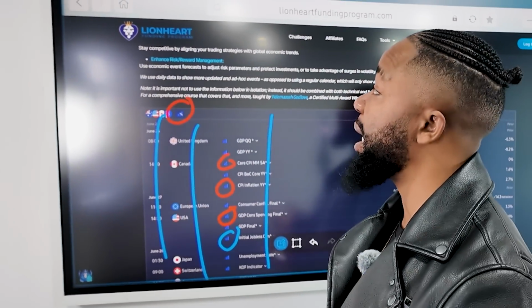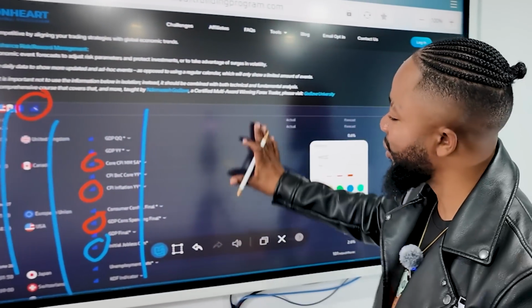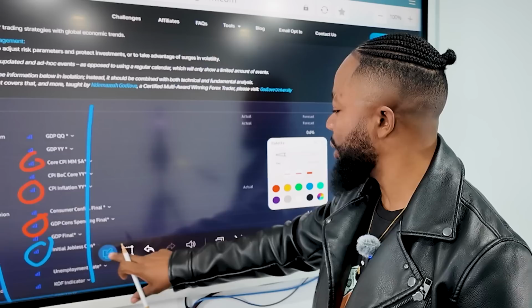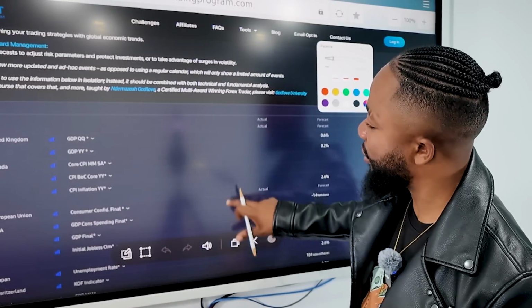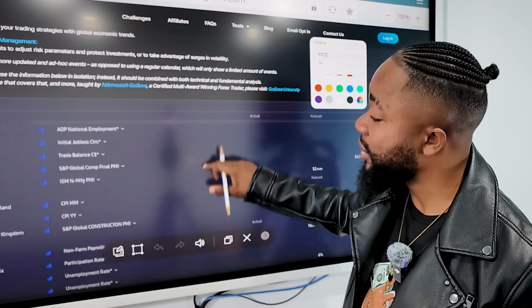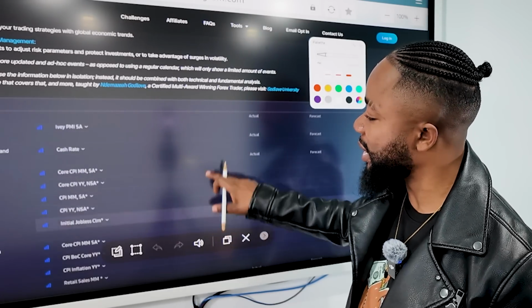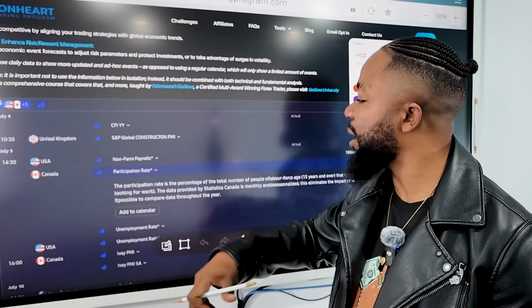The same economic calendar you can find on Forex Factory. So this is the same thing you are going to be able to find right here. You can maneuver around. You'll be able to see all the news events that are coming up this week. And if you click on that news event, you'll be able to see more.